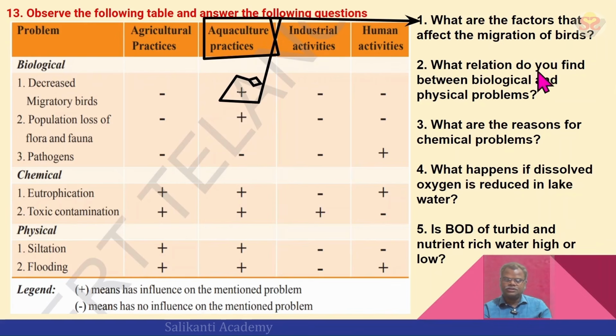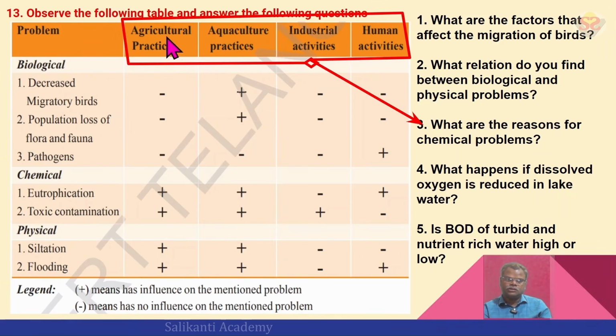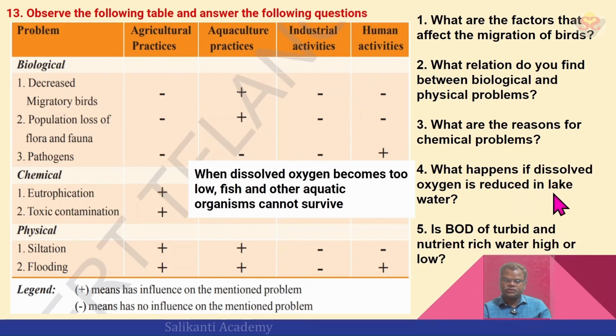What relation do you find between biological and physiological problems? Here, decreased migration of birds, population loss of flora and fauna, and siltation, flooding are affected by aquaculture practices. What are the reasons for chemical problems? These four are the reasons for chemical problems: agriculture practices, aquaculture practices, industrial activities, human activities. All cause the chemical problems. What happens if dissolved oxygen is reduced in lake water?